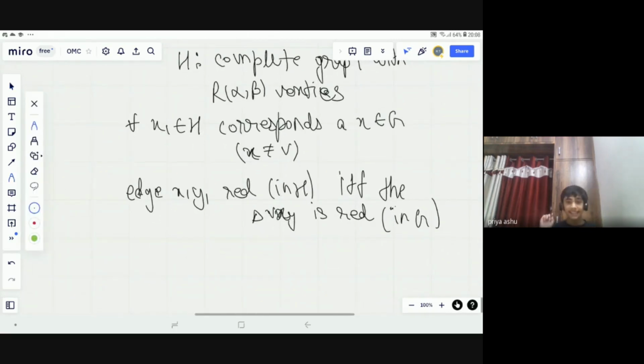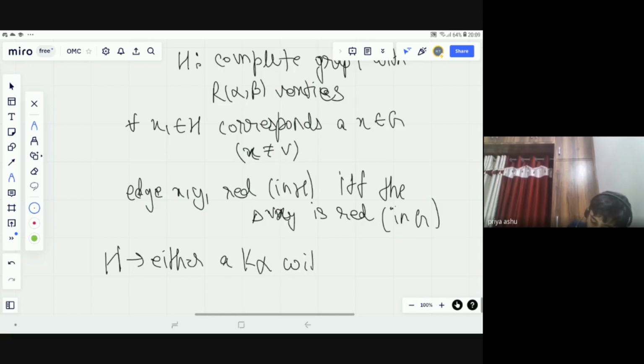Again, we are coloring edges in H, not triangles. And in G, we are coloring triangles, not edges. Now, because H has R of alpha comma beta vertices, we have that H contains either a K alpha with red edges, again we're coloring edges in H, or a K beta with blue edges.